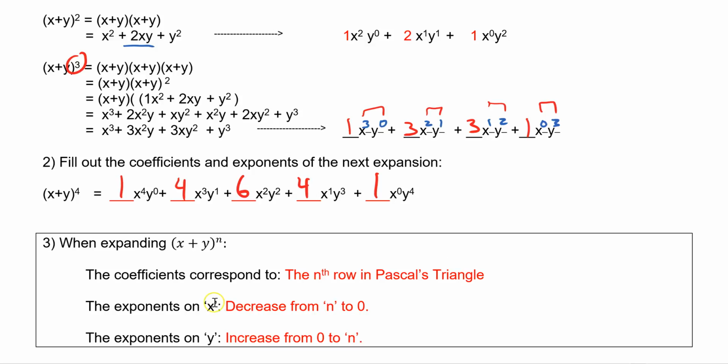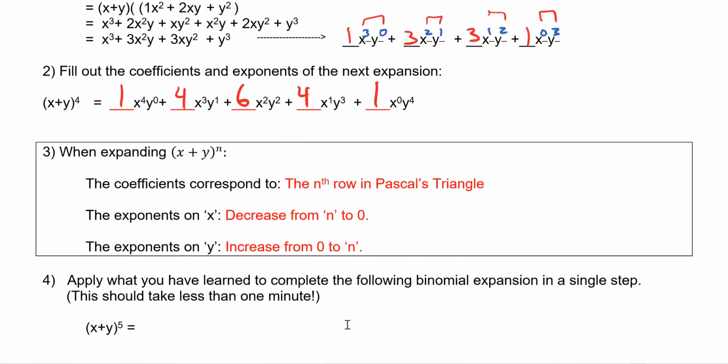The exponents on x decrease from n, so starting at whatever the exponent is on the expansion, and they decrease all the way to 0. The exponents on y increase from 0 to n, so from 0 all the way up to the highest exponent possible.